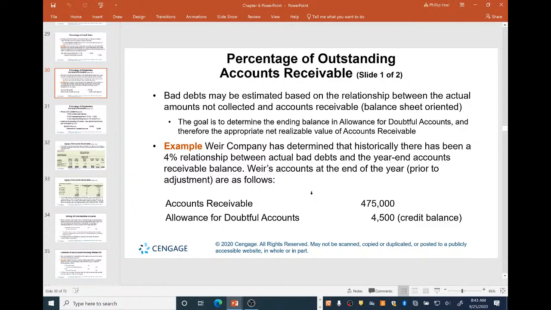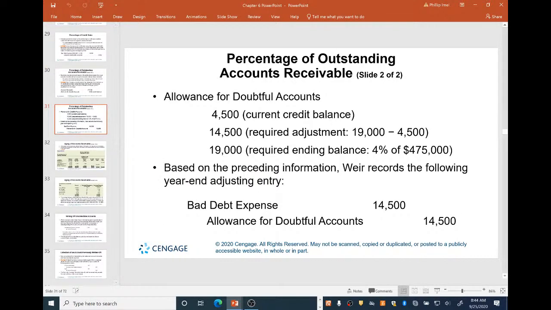Weir's accounts at the end of the year prior to adjustment are as follows. Accounts receivable, 475,000, and allowance for doubtful accounts of 4,500, which is a credit balance. So the allowance for doubtful accounts, the current credit balance is $4,500. We got that from the last slide. The required adjustment is 19,000 minus 4,500. So the 14,500 is the required adjustment to get us to the 19,000 required ending balance, which is 4% of $475,000. You seeing that?